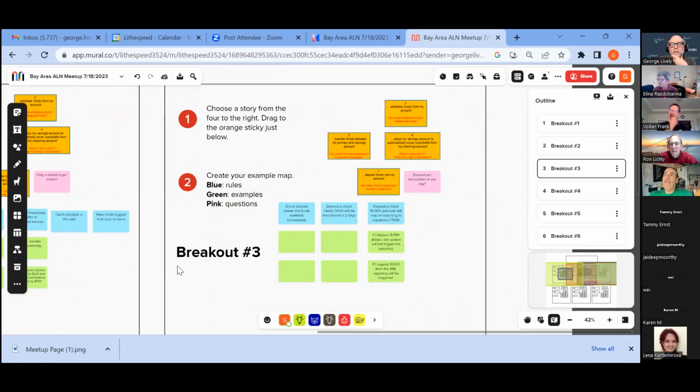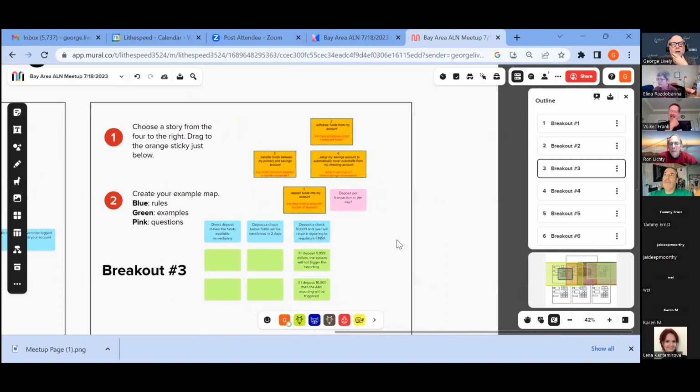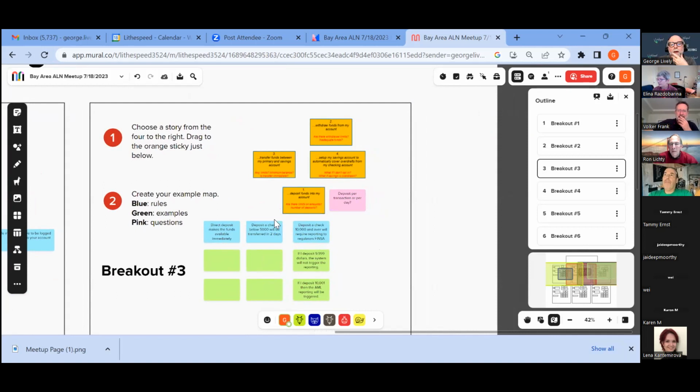I know some people had to leave a little earlier. We had a few people here in breakout 3. We were talking about depositing. I'll hand it over to those who put the example map together. Was there anything discussed here that was interesting to y'all?